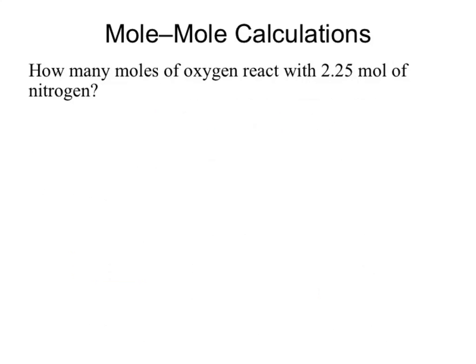So, should I give an example on this? How many moles of oxygen react with 2.25 moles of nitrogen, given this equation? First thing that we should go through and do before we even start worrying about dimensional analysis, we need to make sure our equation is balanced.